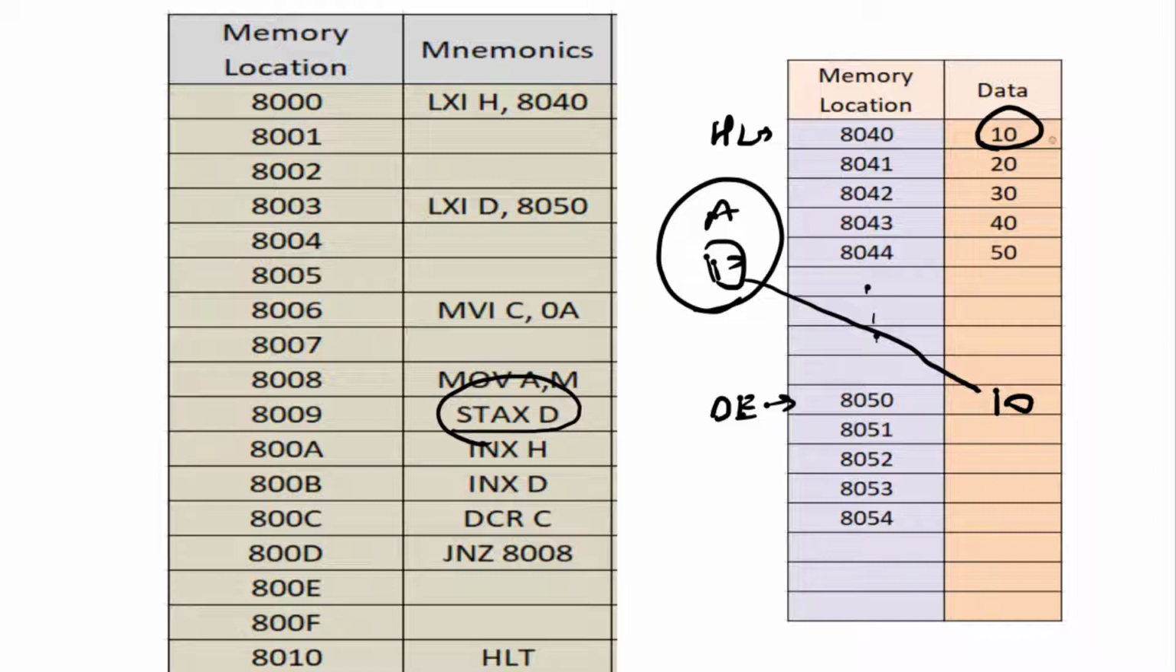Okay, so we cannot transfer directly from memory to memory, but we can use a register. Now we are using register A. Then with INX H, what it does is increment this pointer. So it goes from 8040 to 8041. Okay, so this transfer is done.